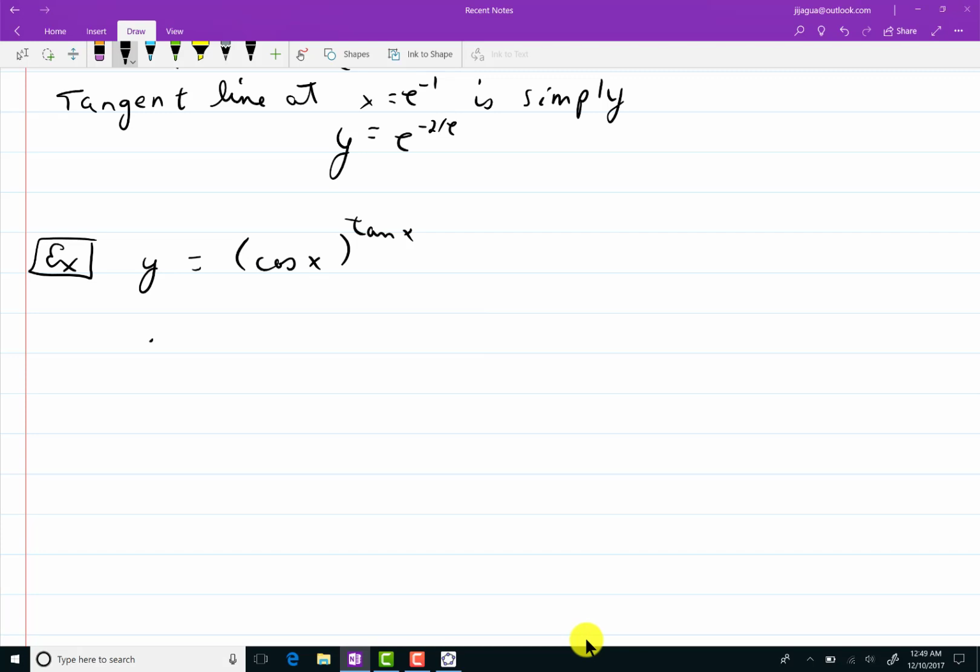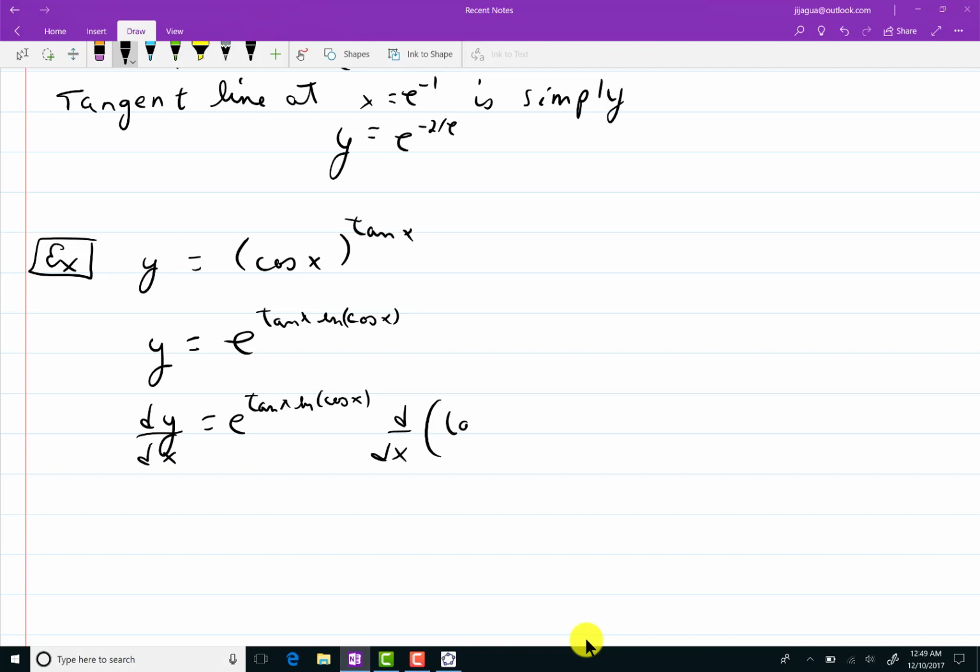First thing you want to do is rewrite y. You can do this in steps or not, but I'm going to do it all in one step. e to the tangent x ln cosine of x. That's a lot of stuff in the exponent, but then let's go take the derivative. dy over dx equals, you're going to repeat that thing, e to the tangent of x ln cosine of x times d over dx of tangent of x times ln of cosine of x.